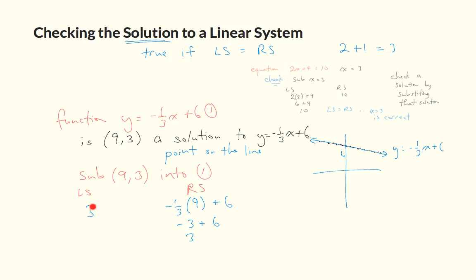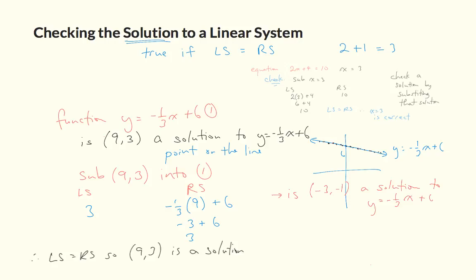I have left side is 3, and the right side is 3, and so I write, therefore, left side equals right side, so (9, 3) is a solution. Or I could say it is a point on the line, or I could say it is a correct solution, but all those things are true. (9, 3) is a point on the line, and it is a solution to y equals negative 1/3 x plus 6.